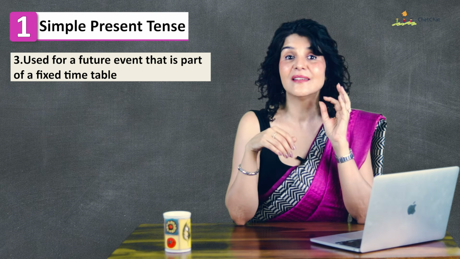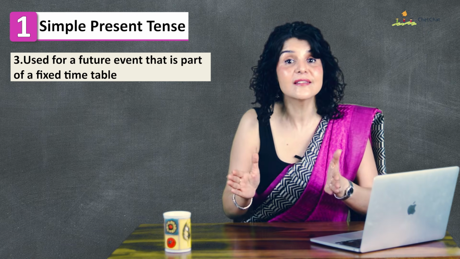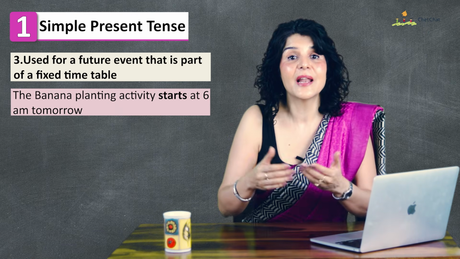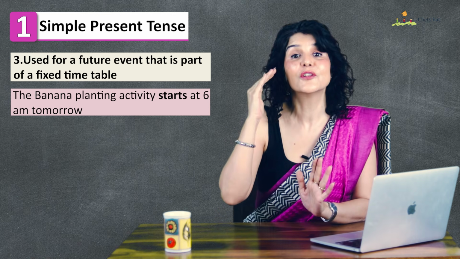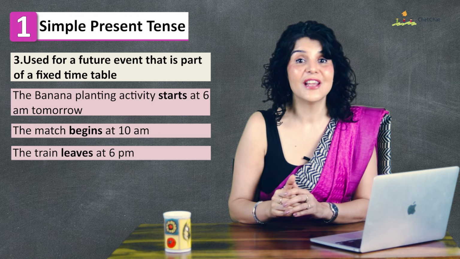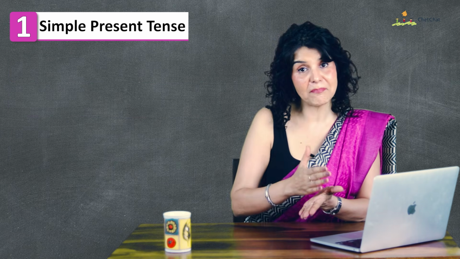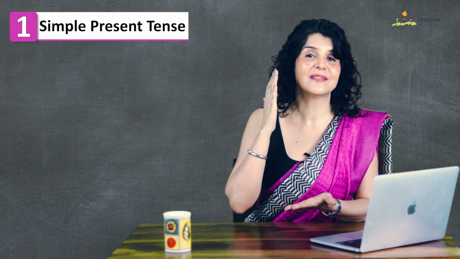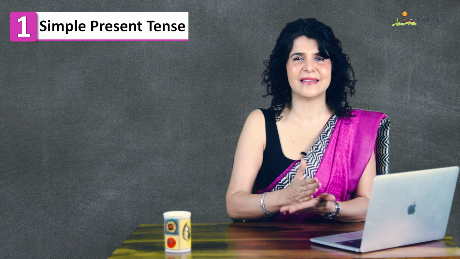Use number 3. It's also used for a future event that is part of a fixed timetable or a fixed program. Example: the banana planting activity starts at 6 a.m. tomorrow. It's on schedule. The match begins at 10 a.m. The train leaves at 6 p.m. This is scheduled in the timetable. It's meant to leave the next day, but we're using simple present tense because it's on the calendar, it's a fixed schedule, it leaves at 10 a.m.